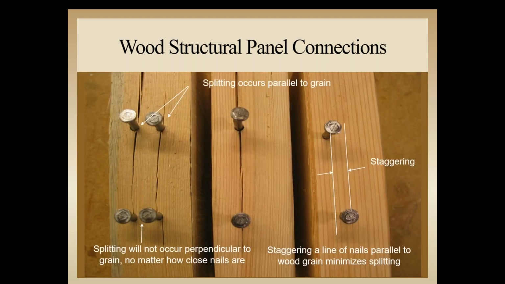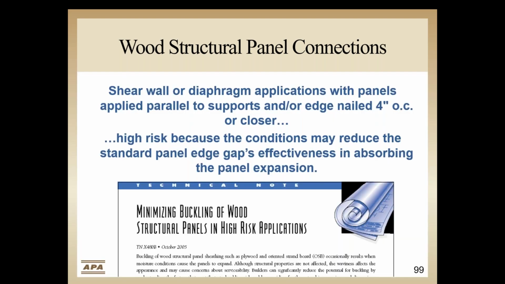Splitting happens because wood is relatively weak perpendicular to grain. The nails are too close together and start acting like a wedge. Along with these tighter nail spacing requirements, there is some increased likelihood of panel buckling due to the inability of the panel to expand in its environment.